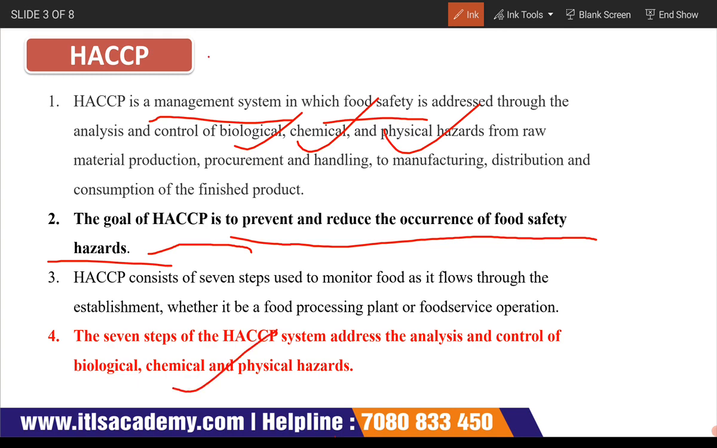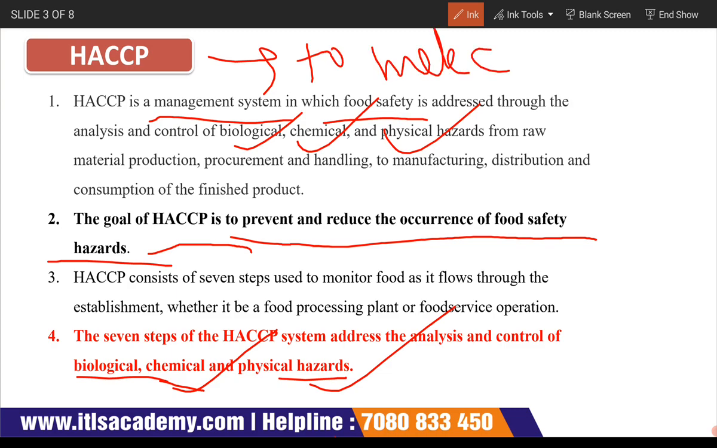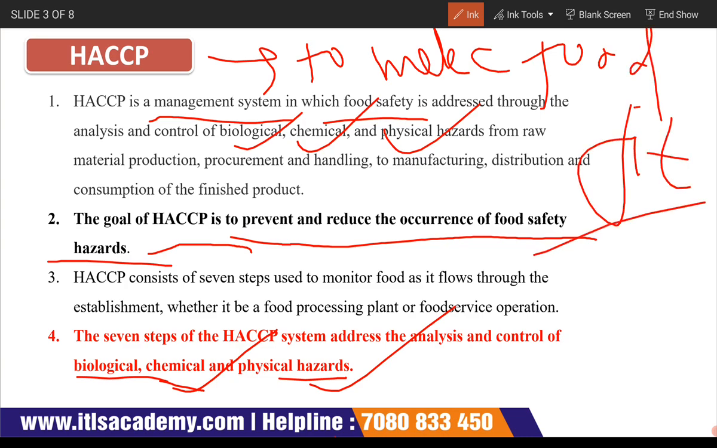So mainly what does HACCP do? HACCP is just controlling the biological, chemical and physical hazards, and ultimately what is its goal? To make food fit. Whenever I say make food fit, it means making food fit for human consumption, right?